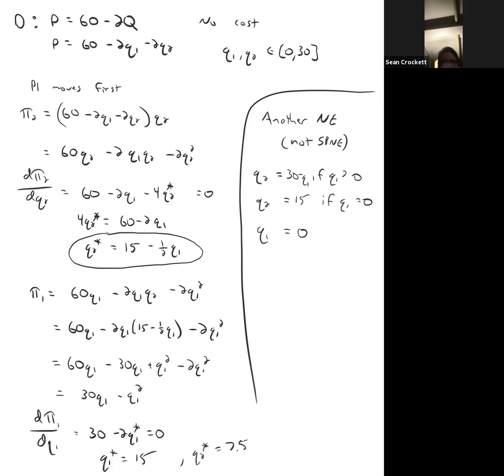So we're doing the exact same thing here. You're solving for the second round first, plugging that solution into the profit function for the first round, and then differentiating the profit function for the first round.